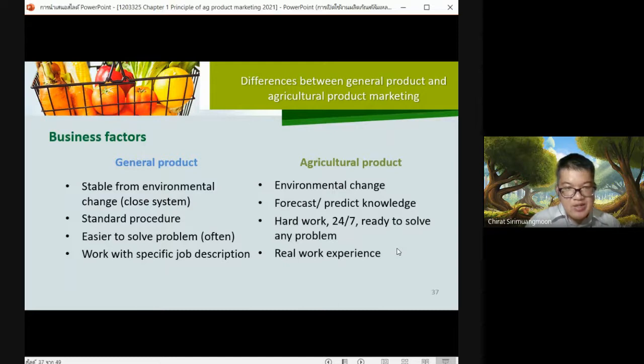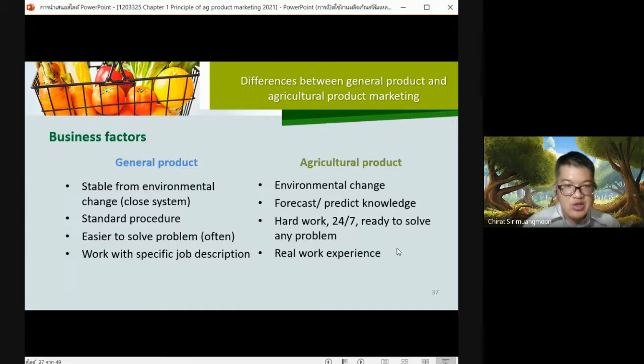And when you think about general factories, it's very easy to solve problems because it's already set with procedures. But for agricultural products, sometimes it's not easy. You need to monitor day by day. Maybe sometimes you need to solve a problem every hour. For example, when the rice farm is flooded, you need to remove the water and solve the problem.